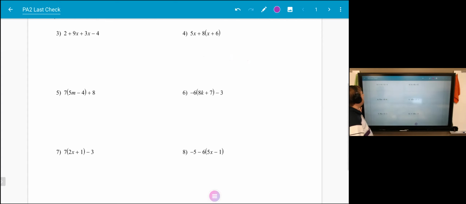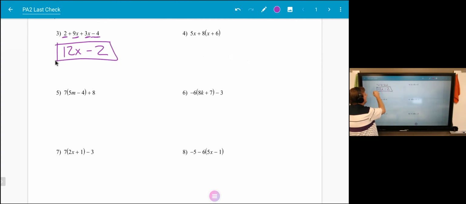Number 3, 2 plus 9x plus 3x minus 4. Well, I can combine the things with x's, so I'll do that. Positive 9x, positive 3x to give me 12x. Then I'll combine the things that are just numbers, my 2 and negative 4, to get minus 2 or negative 2. So 12x minus 2.